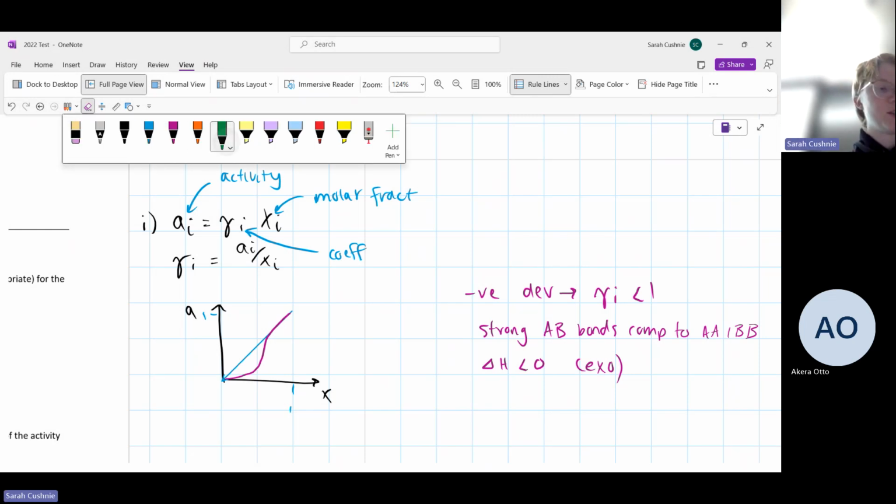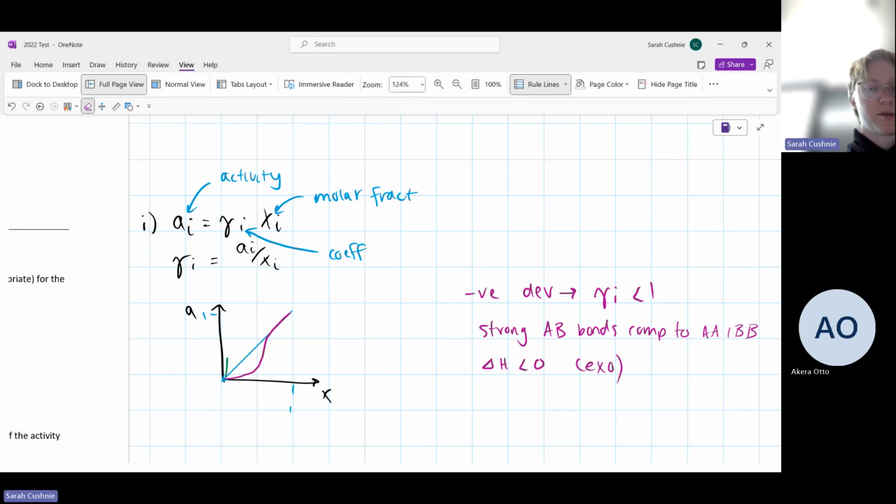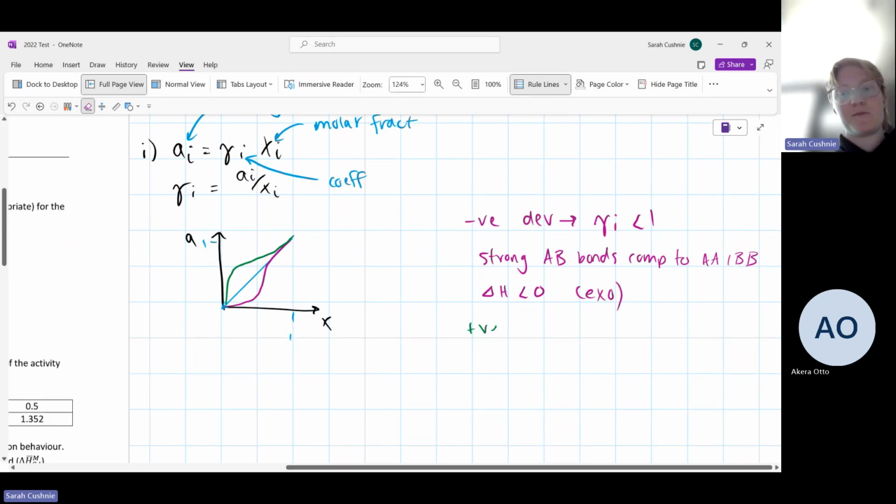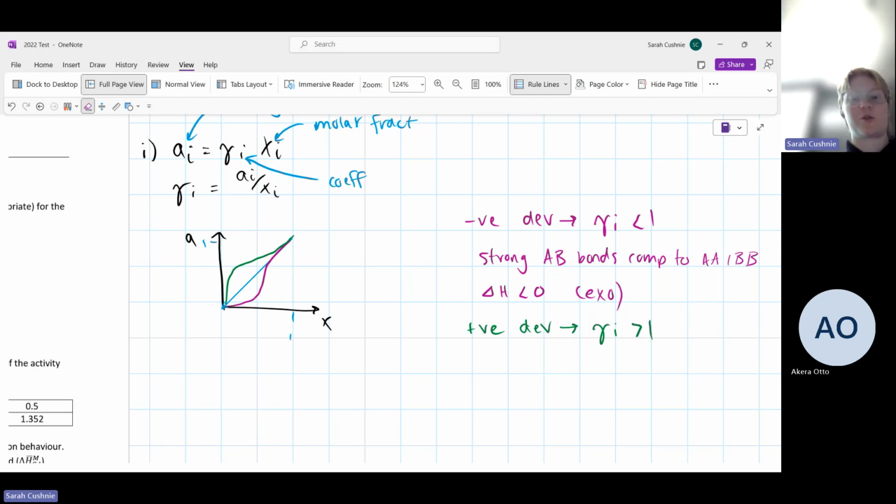We also have what's called positive deviation, where we go the opposite. So we skew above, and that's the opposite of what I just talked about. This is where gamma i, the activity coefficient, is greater than 1. We're multiplying the molar fraction by some value so that it's bigger than we would expect. What this means is that as we mix it together, it really doesn't want to mix. It's really not a fan of being in that mixture. It doesn't want to exist with the other component. So that's why it's a bit more active than you would expect.